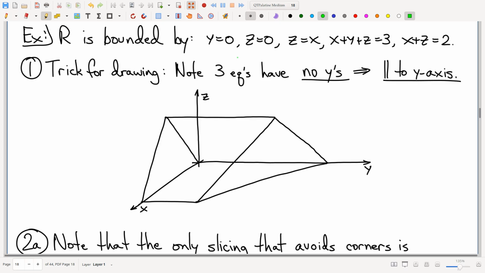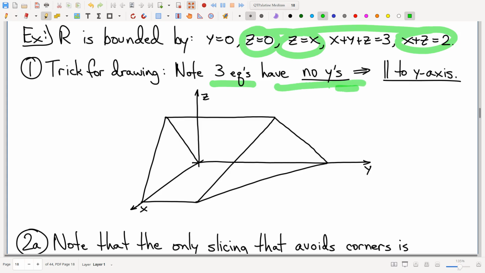And here are the 3 special planes. 3 of those planes have no y's in their equation. And if y'all remember way back, early chapter 1, or I don't know, middle of chapter 1, something like that, we were talking about the equations of planes. There's no y's. It's parallel to the y-axis, and that makes them easy to draw. So that's the first thing to do.